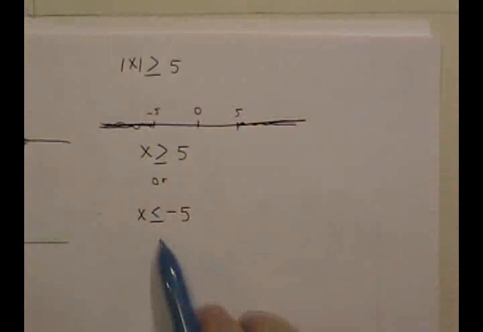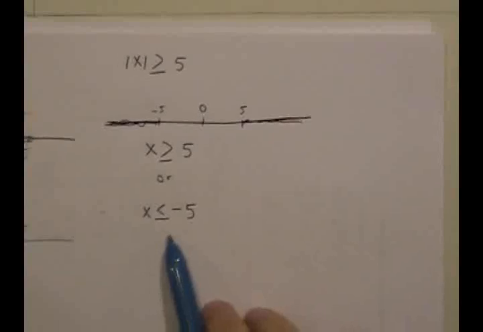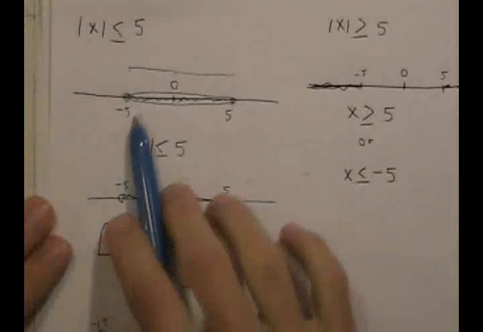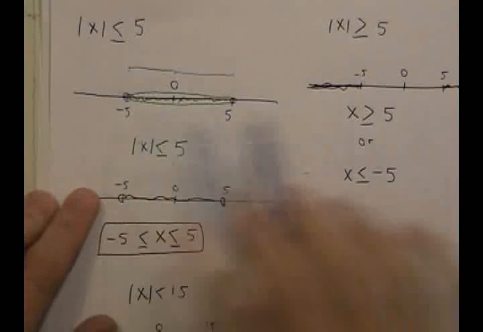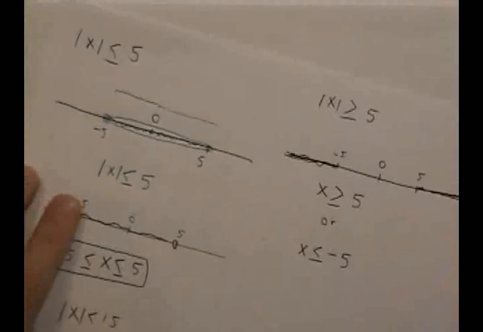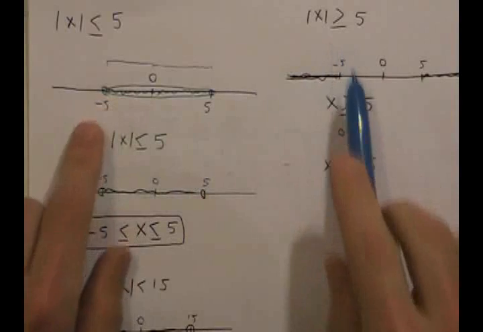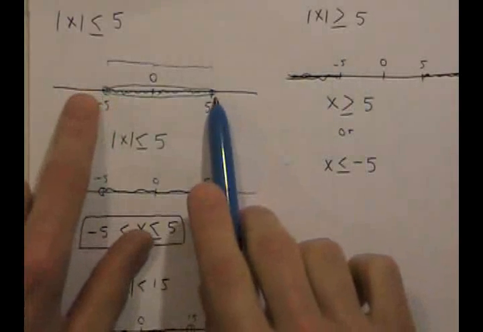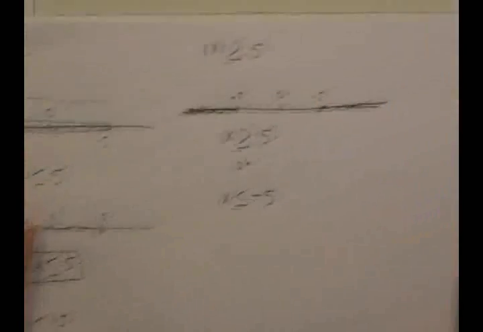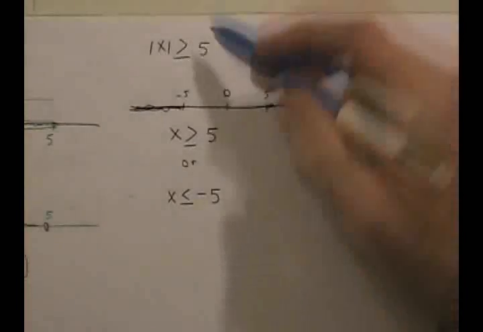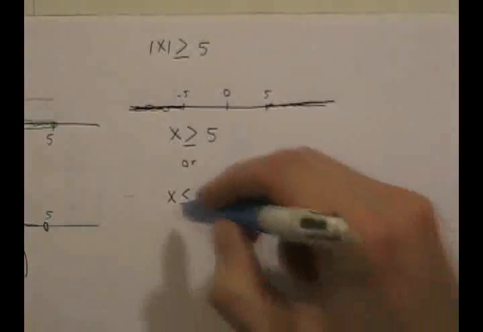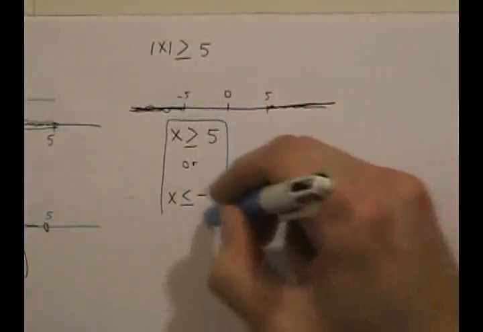See how it's just like the opposite of this one here? It's sort of like the complement. Less than or equal to is everything between. Greater than or equal to is everything beyond. Whenever you have a greater than, you must split it into two different things.